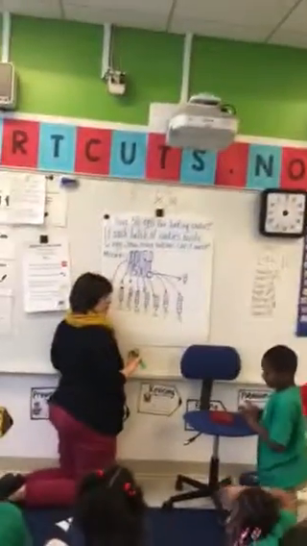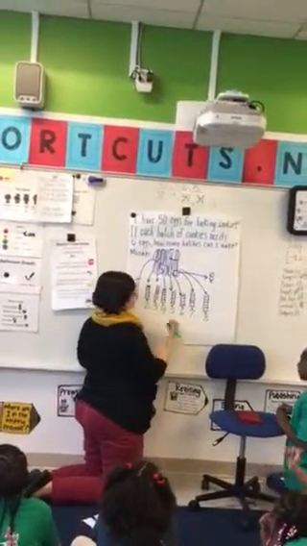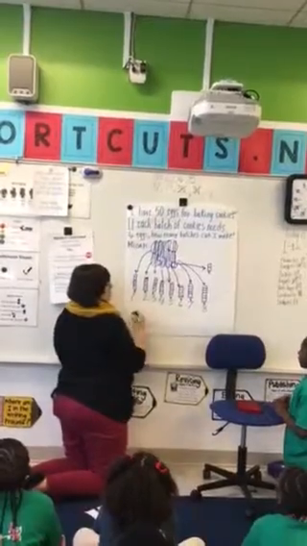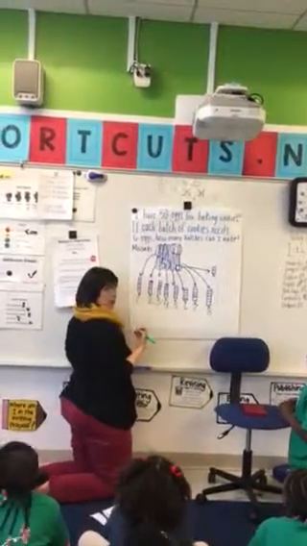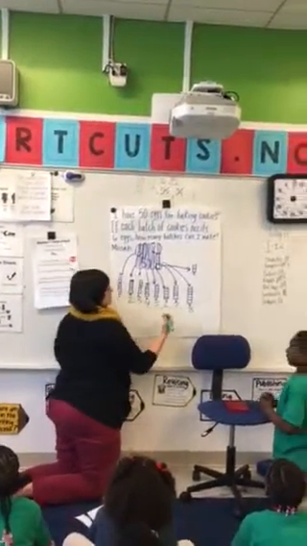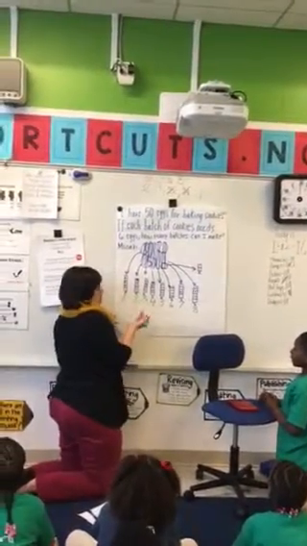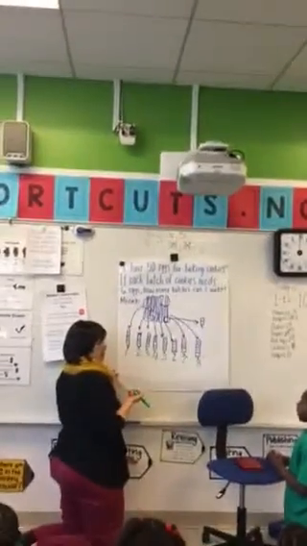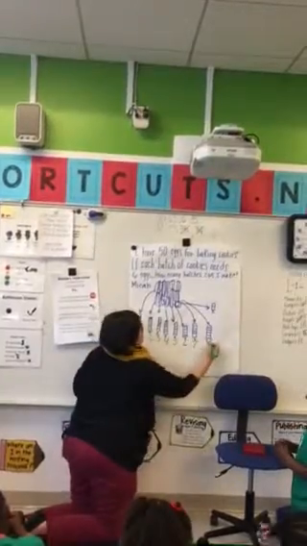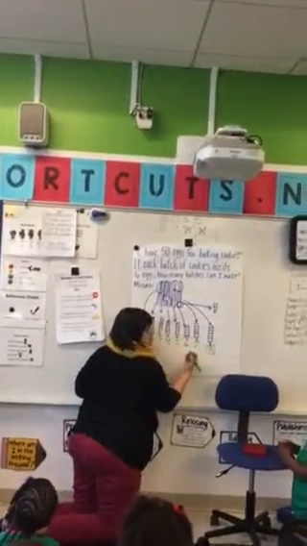Then my number sentence was... wait. So what's your final answer? My final answer is 50. Wait, no. What's the answer to the question? How many batches can I make? 8 batches of cookies.